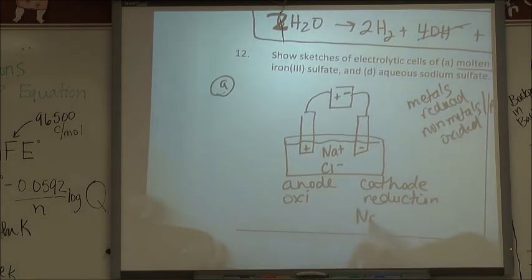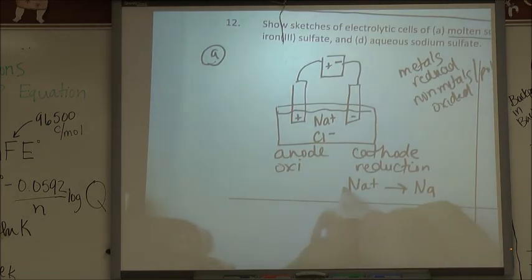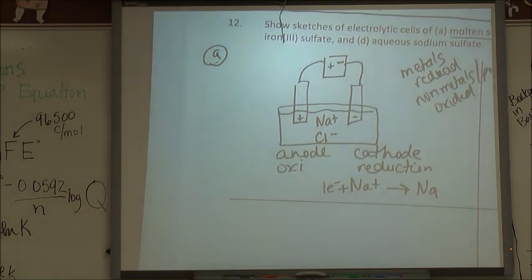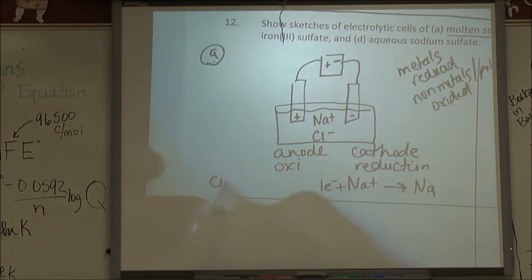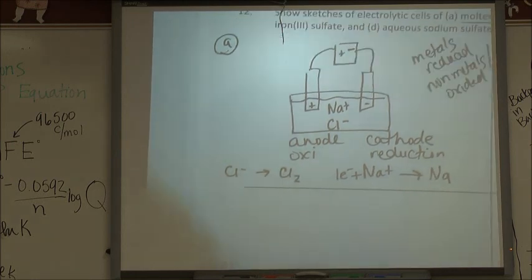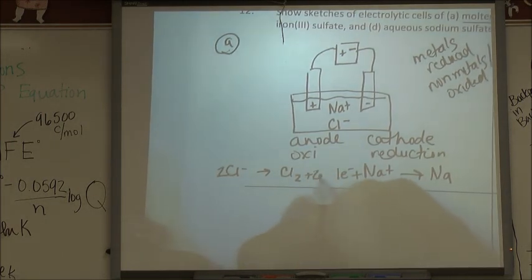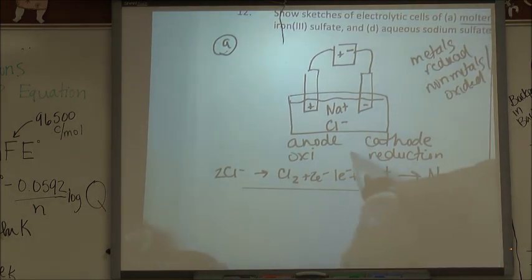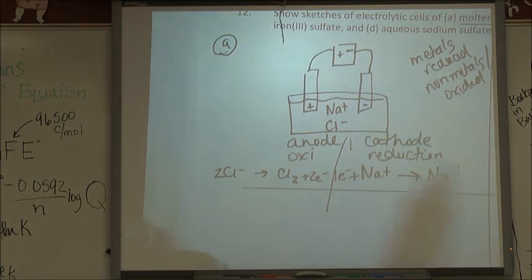So what is this going to be reduced to? Na plus is going to go to Na, right? And then where do I put my electron? On the left. What is chlorine going to be oxidized to? Cl2, so go ahead and put that down. So chlorine is going to go from Cl minus to Cl2, but to balance that half reaction I need 2 plus 2 electrons.